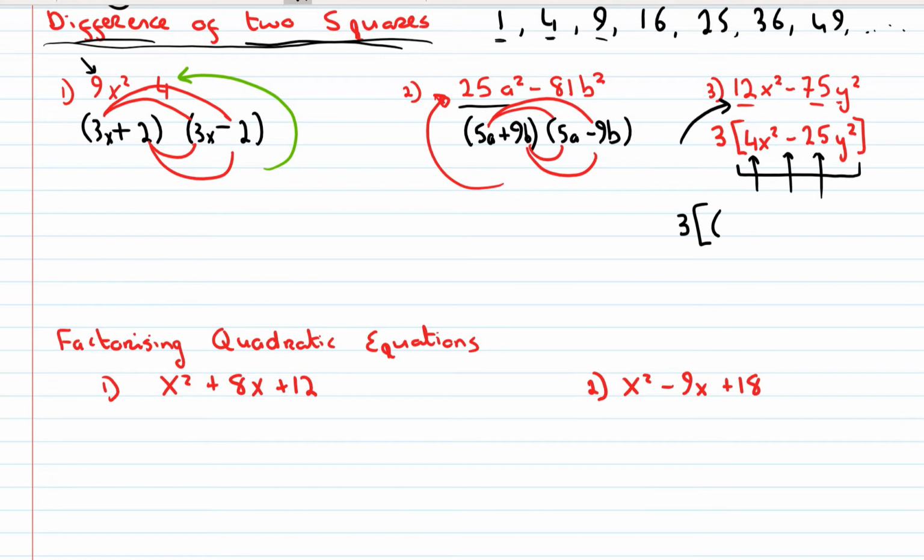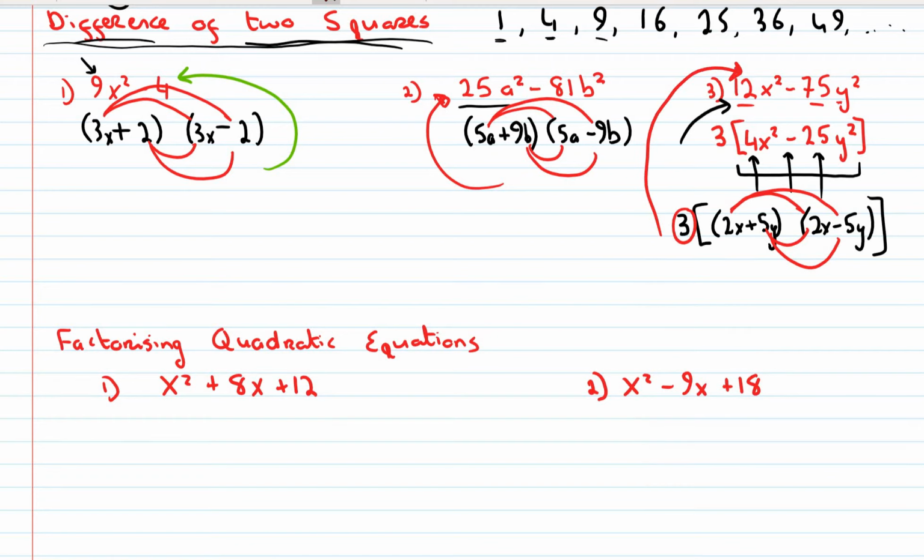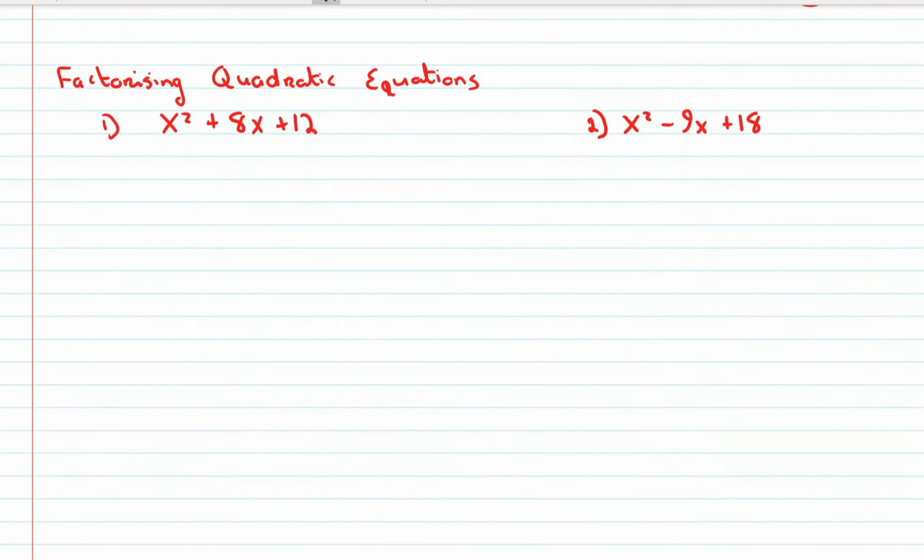So again, we keep the 3 out. So it'll be 2x plus minus 5y. And I suppose just to let you know, if I multiply this by this, this by this, this by this, this by this, and multiply my answer by 3, I will get back up to this. Okay, last one, guys.